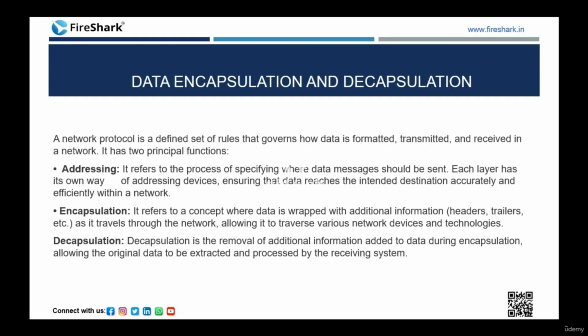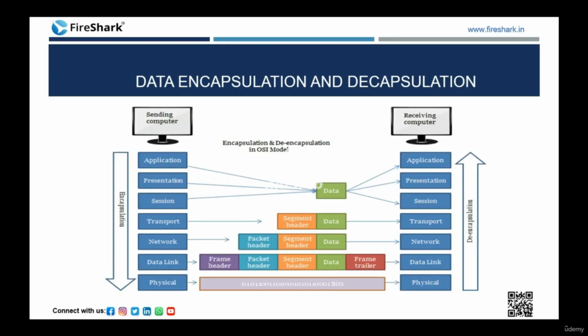When the data is encapsulated, it is covered with different information, and when decapsulation is performed, the data has that additional information removed. Now, the next one is the data flow. As you can see, this image properly shows what happens to the data between the sending computer and the receiving computer, how the data travels.